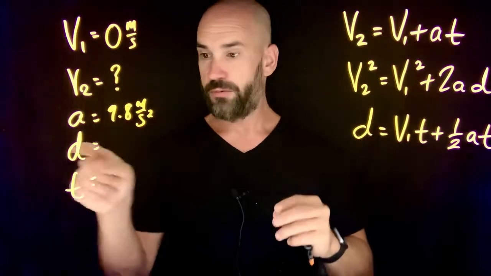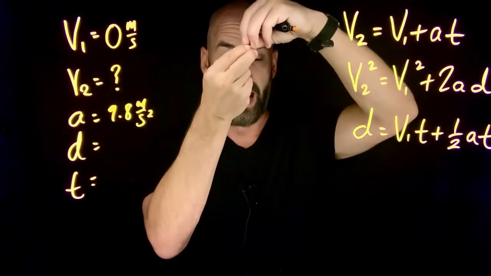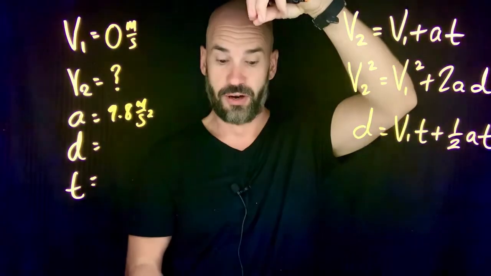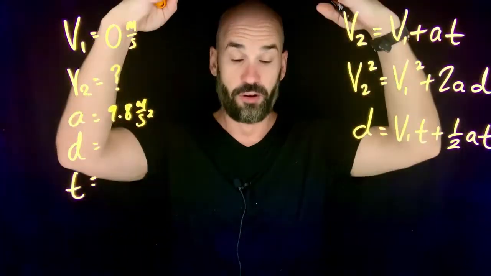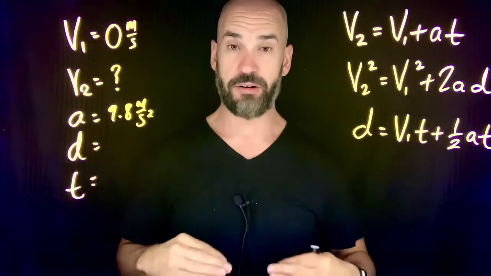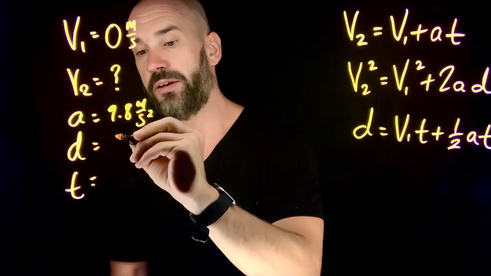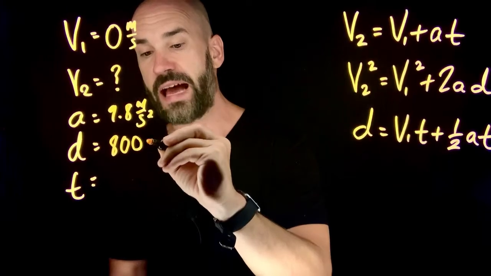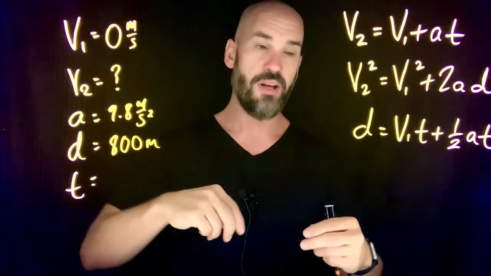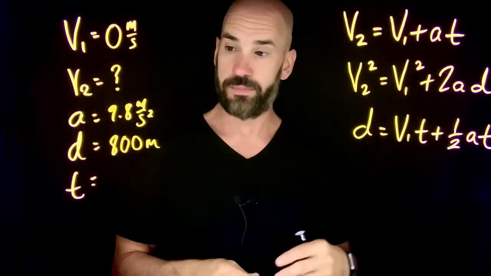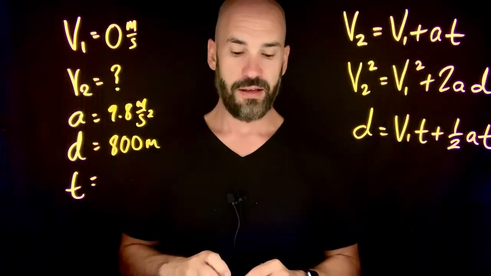D, which is the distance, how far is that object traveling? Well, if it's falling from the top to the bottom of an 800-meter building, that's going to be 800 meters. Again, because you're going down, technically that should be negative, but I'm going to call down the positive direction, just because I'm allowed to do that.